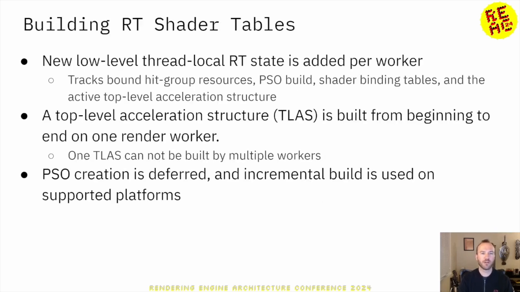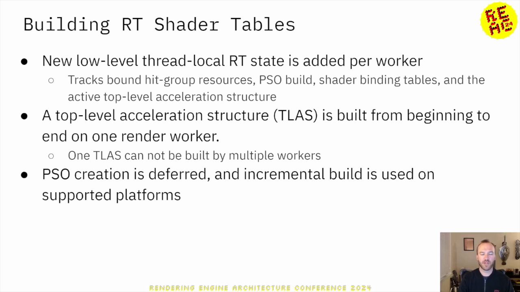To support iterating over objects earmarked for ray tracing, a new thread-local, low-level ray tracing state was added per render worker. It tracks things like currently bound hit group resources, the current pipeline state object and if it's being compiled or is available for use, the active shader binding table, and the active top-level acceleration structure. That structure, the scene into which rays are fired, or TLAS for short, is built in its entirety on a single render worker. It can't be built across multiple threads, but a single render worker could build more than one TLAS. It just has to do so serially.